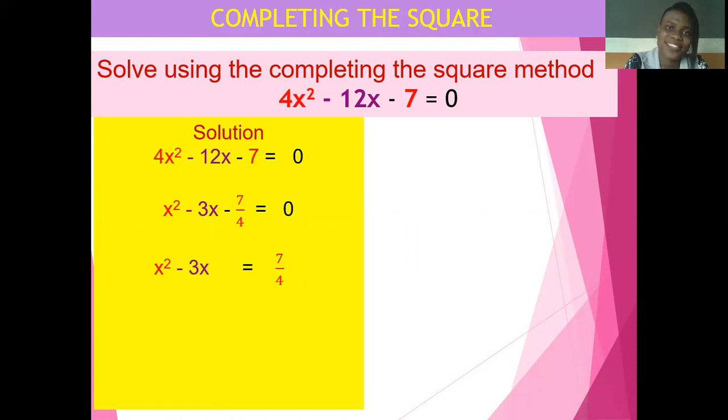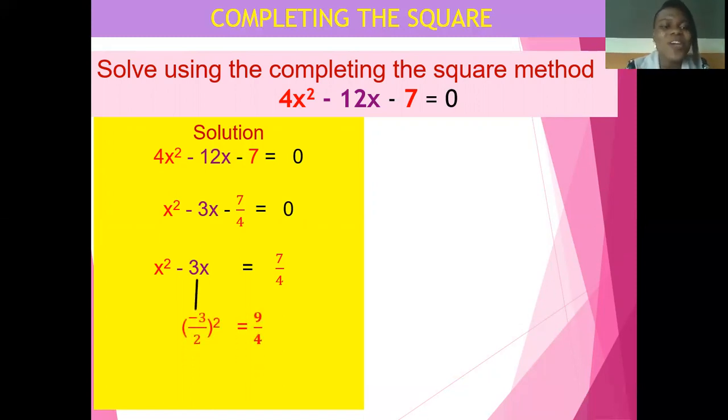From here, what's the next thing? We're looking for the magic number. Let's look for it. The magic number. So what's going to be the magic number here? First of all, what is the coefficient of x? Minus 3 in this case, minus 3. So you're going to bring it down, minus 3, divide it by 2 and square it. Look at this.